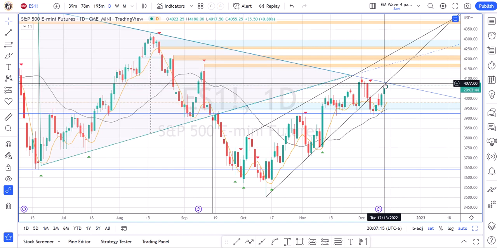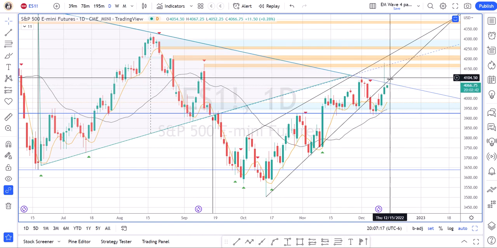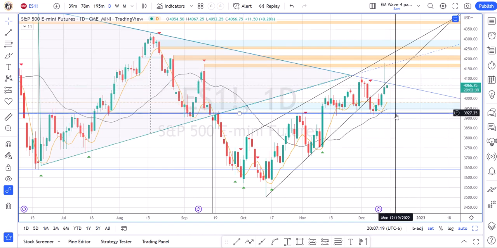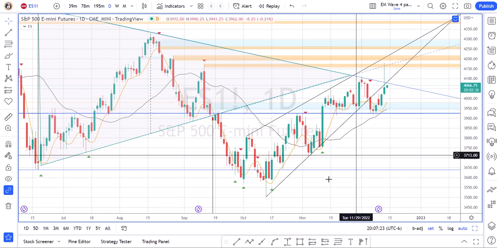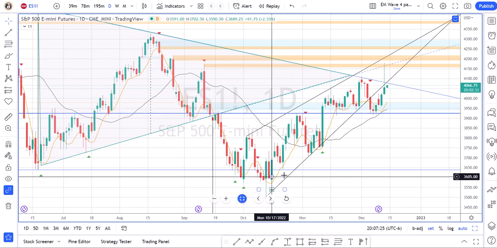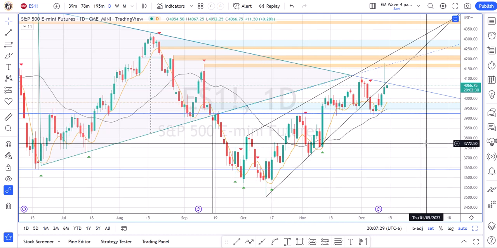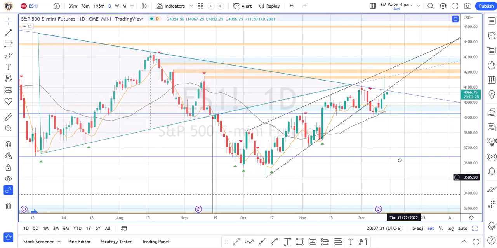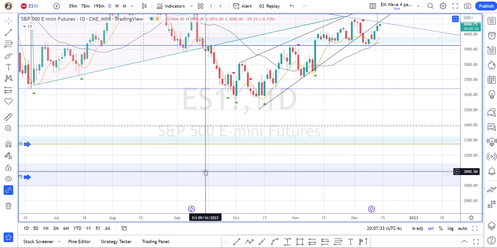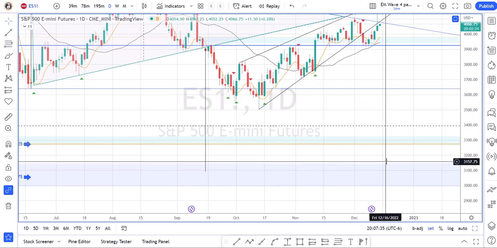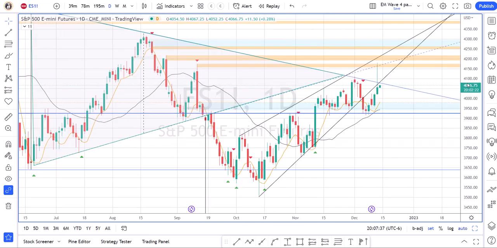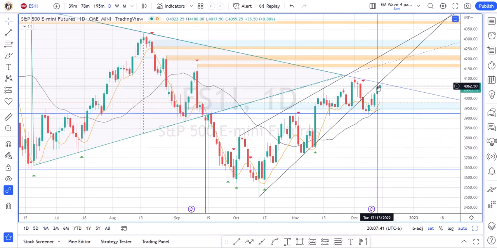So we need to see that rejection or continue down. We need to break that trend line. If that happens, very high probability it will come down to the base of this rising wedge. And if we break that rising wedge base, then I think very high probability we're coming back down to this target. That is what I think is going to happen tomorrow, but I am prepared to go either way.